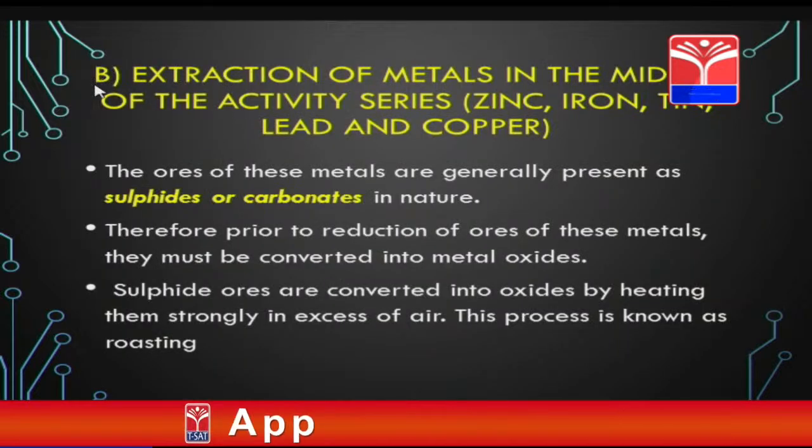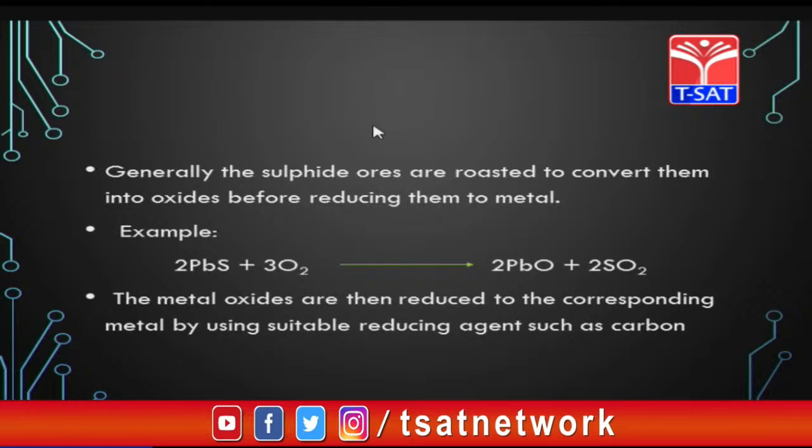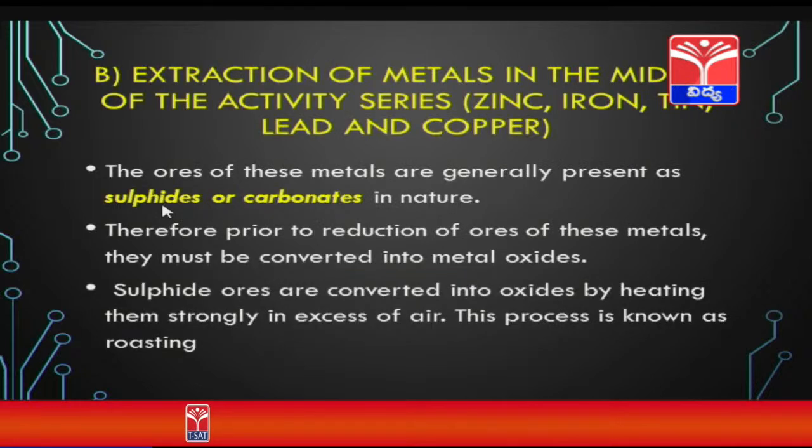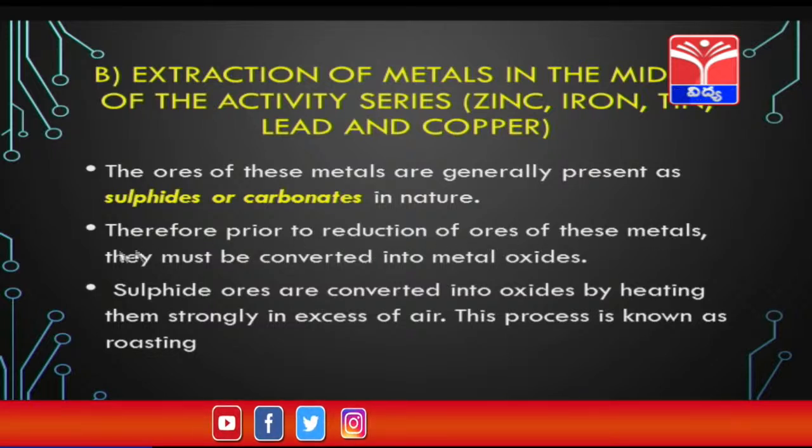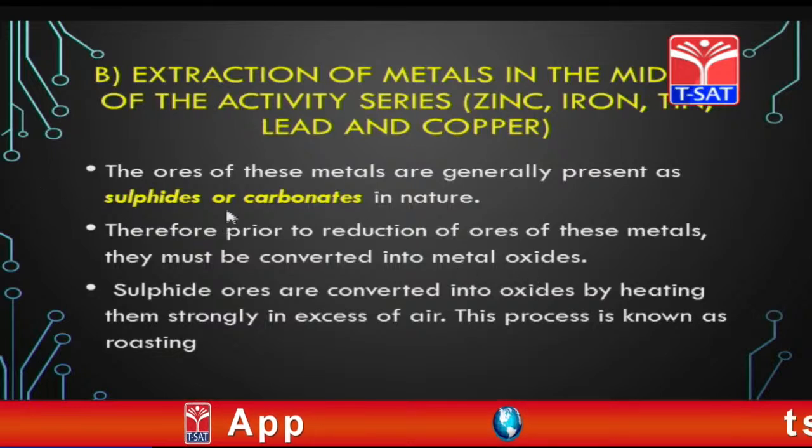So now let us see the extraction of metals in the middle of activity series like zinc, iron, tin, lead and copper metals. Children, mostly these metals, because of their moderate reactivity, form sulphides and carbonates. So the ores of these metals are generally present as sulphides or carbonates in nature. Therefore, prior to reduction of ores of these metals, they must be first converted to metal oxides. So children, reduction of metal oxide is very easy. So we have to take sulphides or carbonates and convert them into metal oxides.